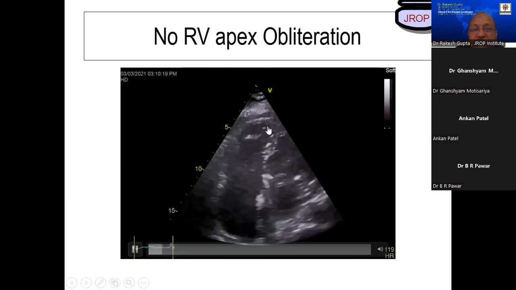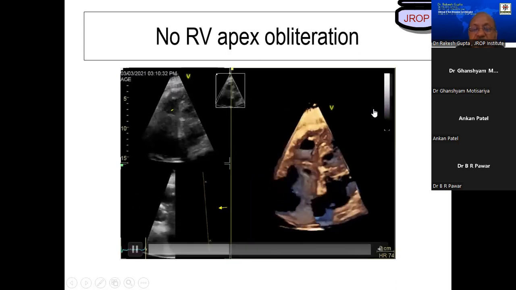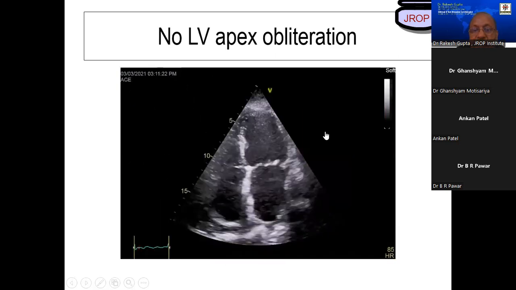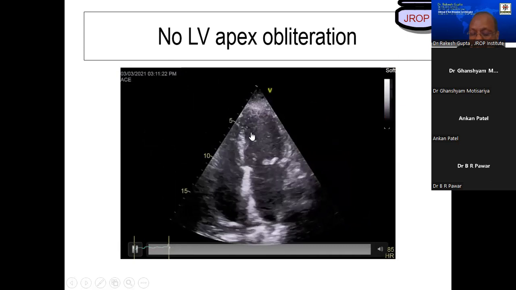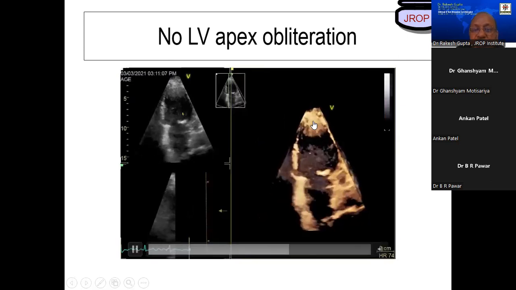There is no RV apex obliteration. The RV apex is reasonably normal in this patient. Similarly, we went on to see a 3-dimensional echo. There is no RV obliteration. LV obliteration, again, was not there.